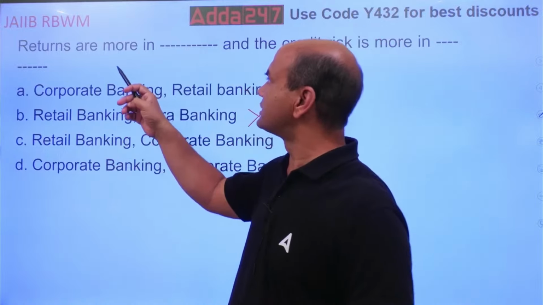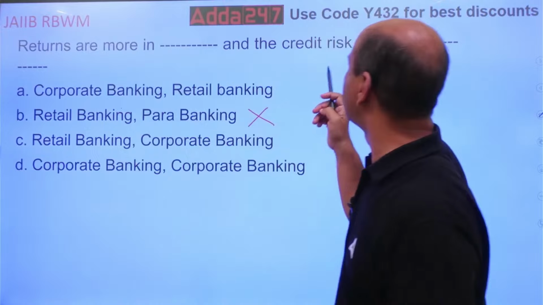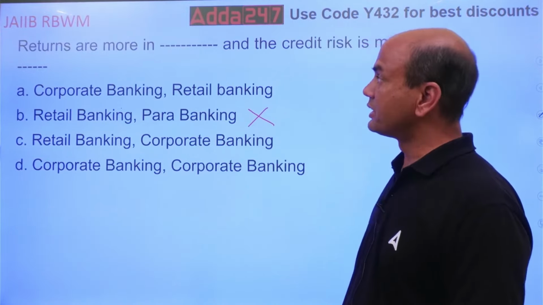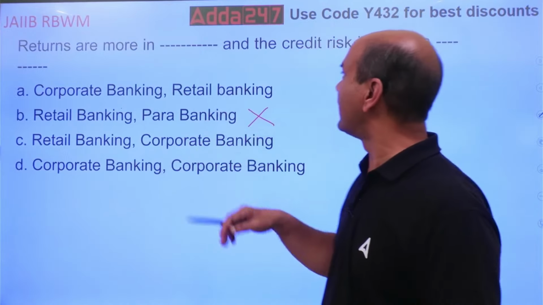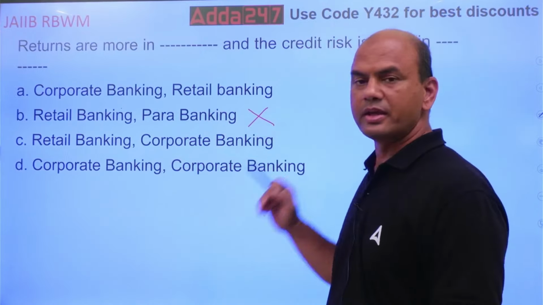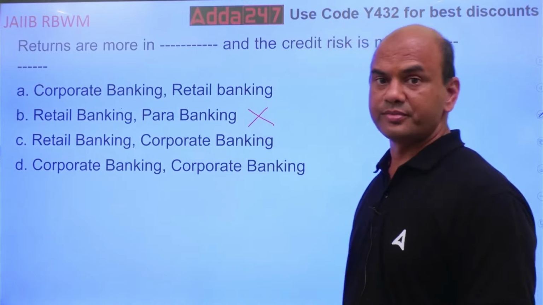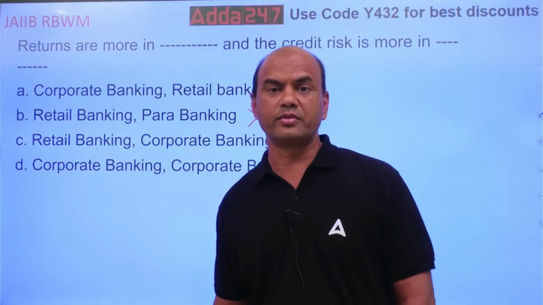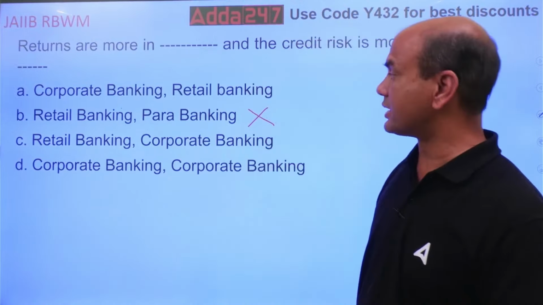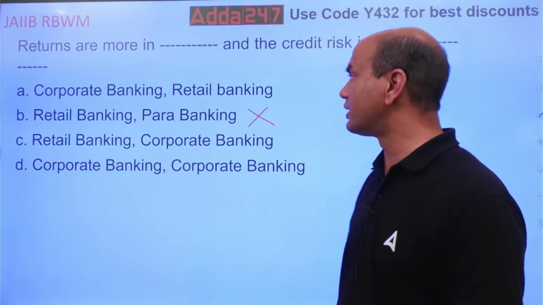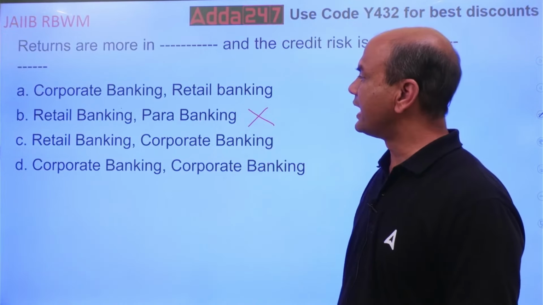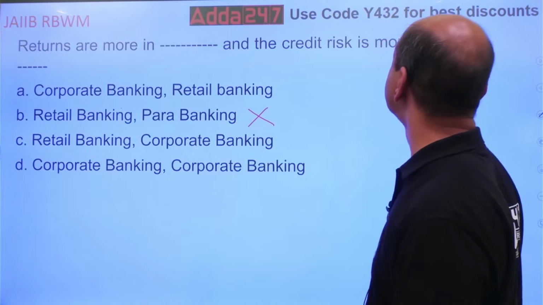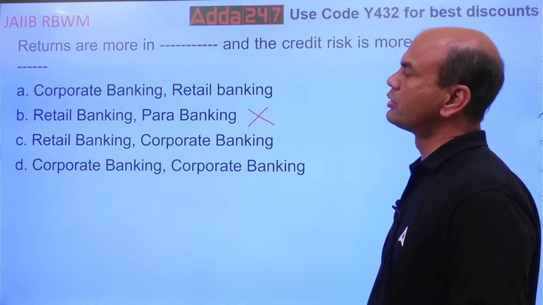Retail banking, returns are more in retail banking and credit risk is more in corporate banking. And last one, returns are more in corporate banking and credit risk is more in corporate banking. Both are corporate banking. So what is the answer? Think over it, everyone, think over it. What is the answer? See here, always I'll tell you the confusing over here will be A, C and D. Even D I would say credit risk is more, returns are more.